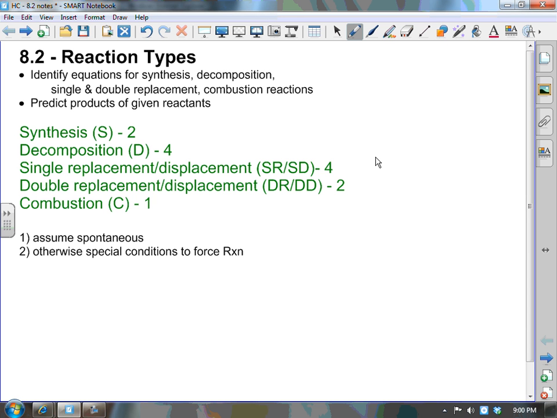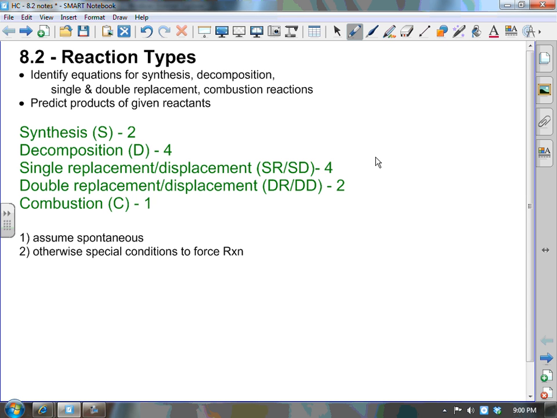Now, 2 things to think about as we do these. Number 1, we're always going to assume the reaction's spontaneous. We're always going to assume it's going to happen no matter what. In reality, there are some reactions that don't occur, so we might be saying, well, hypothetically. But for our purpose, everything we assume occurs.